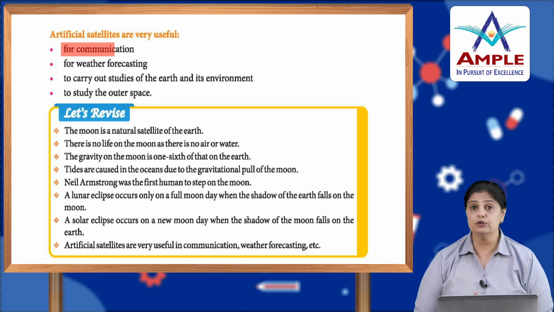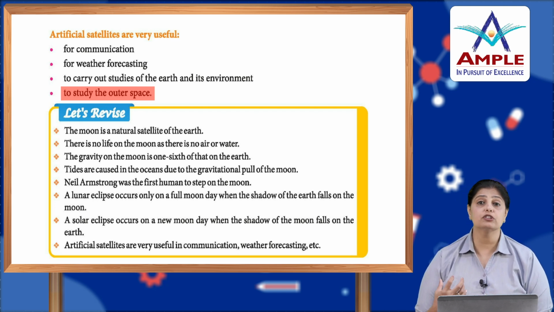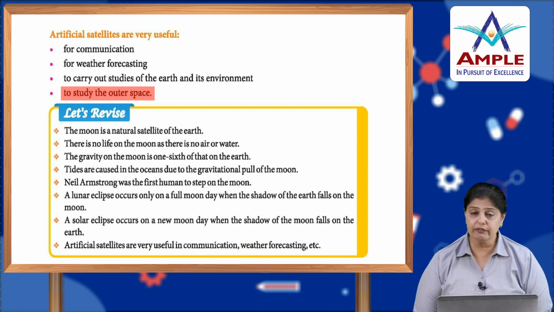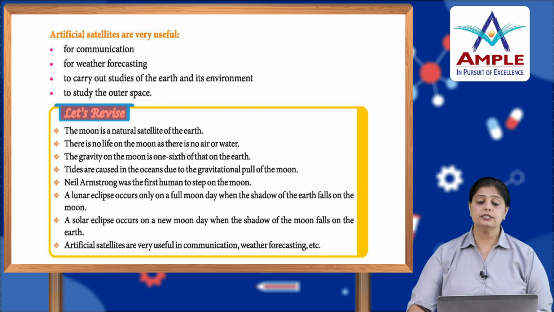Now, artificial satellites are very useful. How? They are useful for communication, for weather forecasting, to carry out studies of the Earth and its environment, and to study outer space. Whatever communication happens is because of the satellites. Weather forecasting is also based on the signals received through the satellites. Whatever changes are occurring in the environment are communicated to us through the satellites. Now, let us revise the chapter.